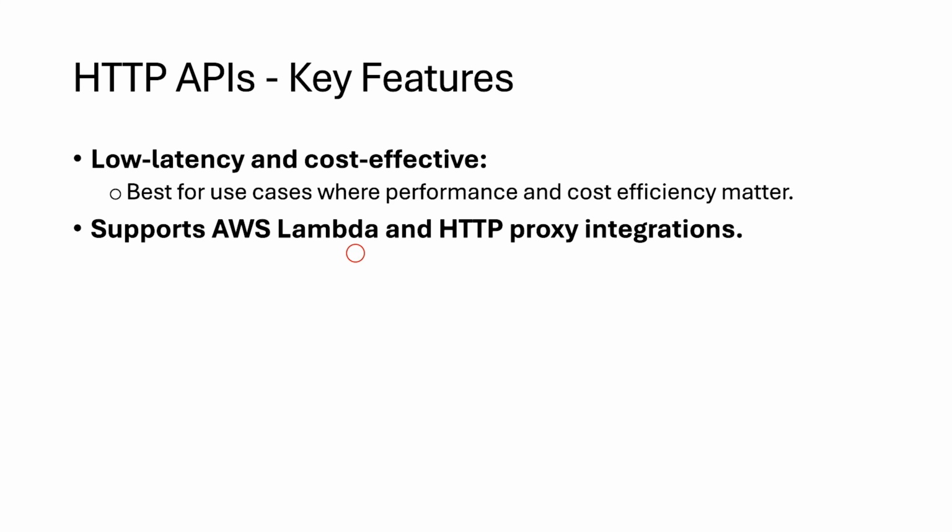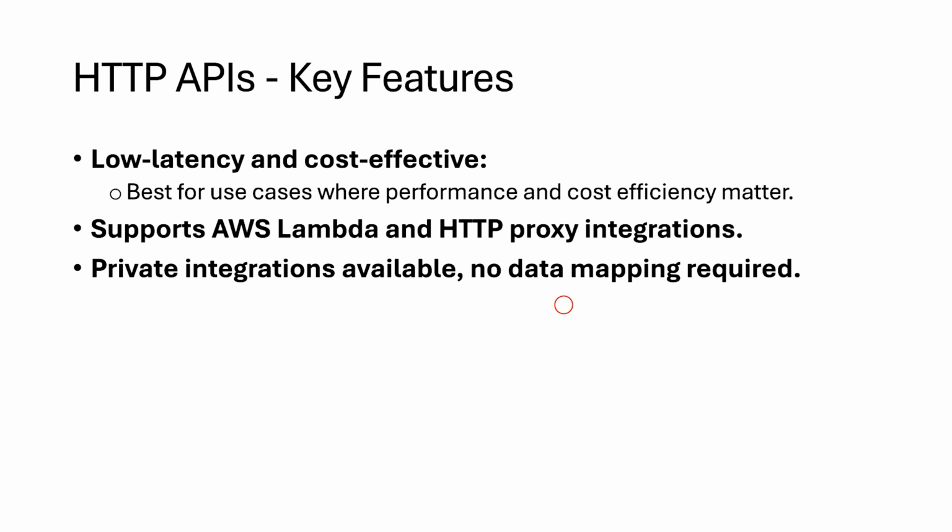And it supports AWS Lambda proxy and HTTP proxy integrations only. So if you see, only proxy integrations, which means there is no need for complex data mapping. Here, data mapping is where you want your custom transformation logic, right? You can't write that inside your API Gateway because you are using HTTP APIs. And the next point is private integrations. As we discussed, only proxy integrations are available here and no data mapping is required. So you can't do any data mapping. That means you can't perform any custom transformations in your HTTP APIs. That's why they are quicker.